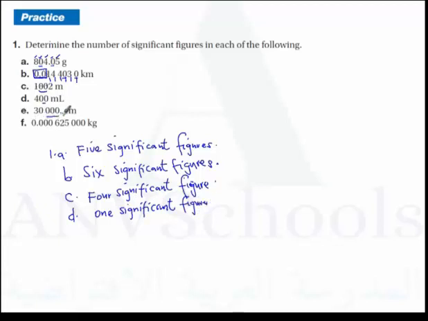Then here, since we have a decimal after the zeros, all the zeros become significant. So we have 1, 2, 3, 4, 5 significant figures. So E is five significant figures.